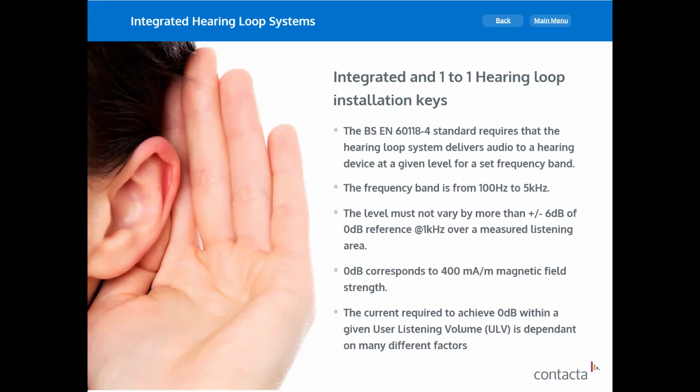The standard specifies 3 measurements across a small area in terms of horizontal and vertical measurements. It can be equivalent to walking around the room and testing the loop in say 6 different positions across the room. In one-to-one systems, it's only a much smaller area. Obviously, the current required to achieve 0 decibels depends on different factors. We have metal, we have EMI and other factors that can impact the required current from the driver.